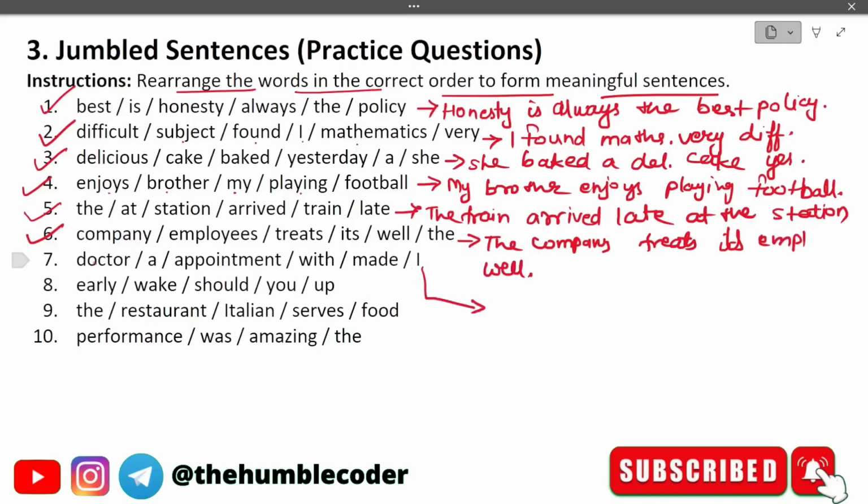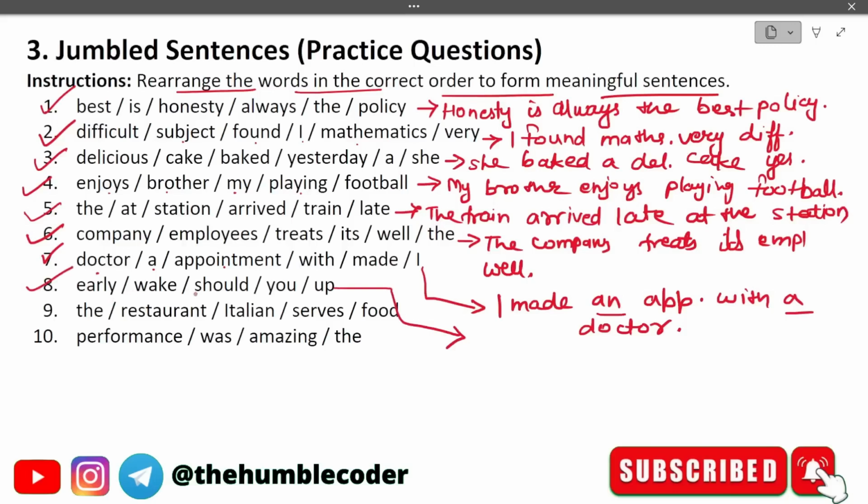Now I am attempting question 7. Doctor a appointment with maid I. I made an appointment with a doctor. Okay, make sure that you keep the sequences of a and an and a correctly. Let's attempt the next question, which is 8th number. Early wake should you up. The correct answer for this one is going to be, you should wake up early.